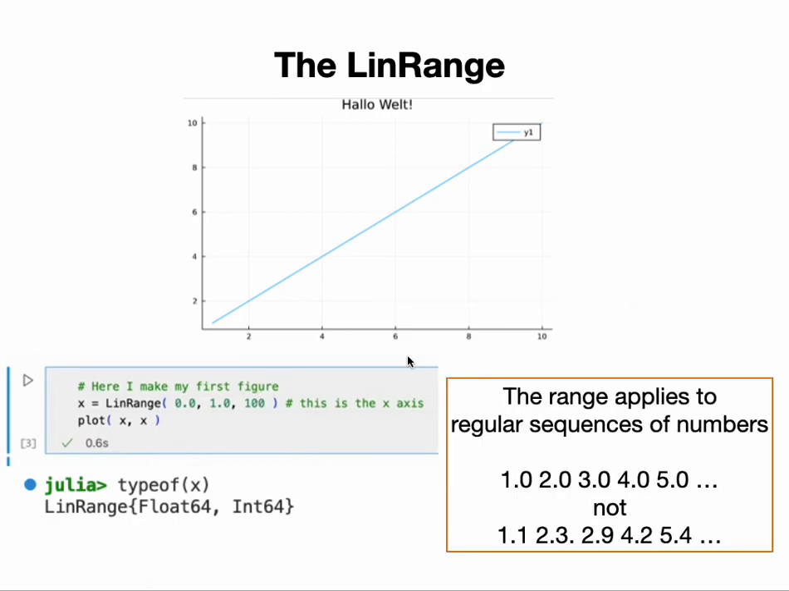Then a linrange applies to a regular sequence of numbers. So for example, 1, 2, 3, 4, 5. It would not apply to an irregular sequence of numbers like 1.1, 2.3, 2.9, 4.2, 5.4, because the step between the numbers here varies all the time. So you can only use ranges for regular steps.